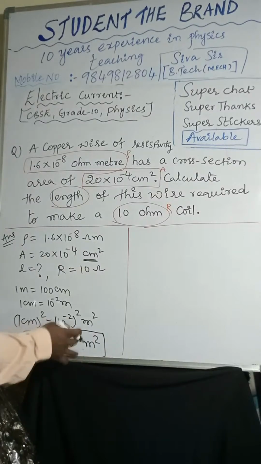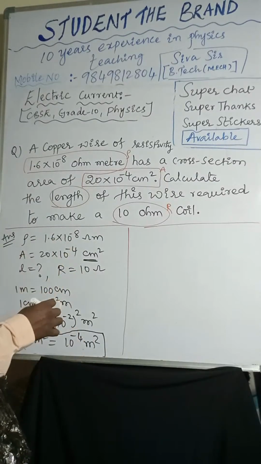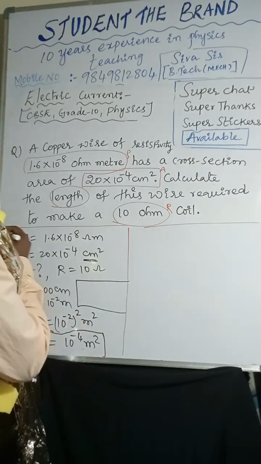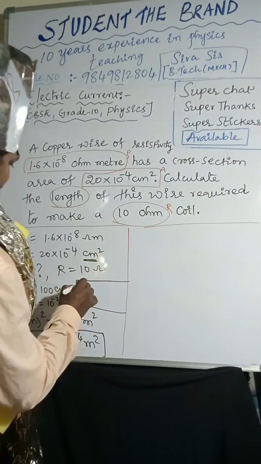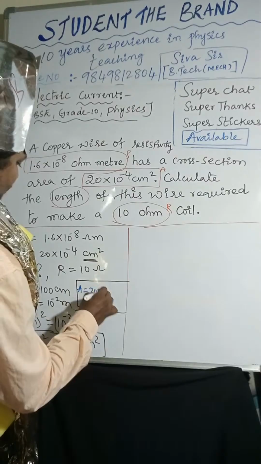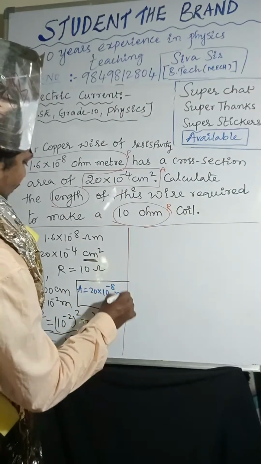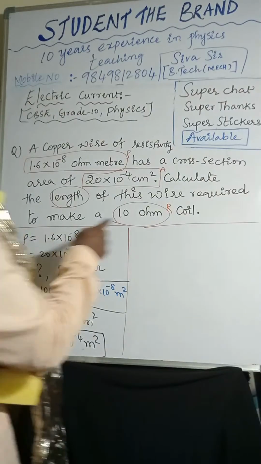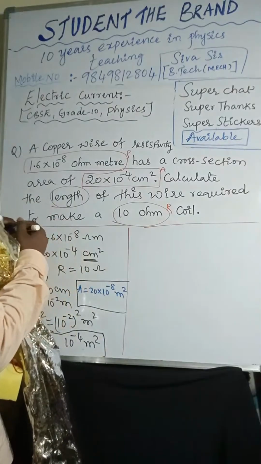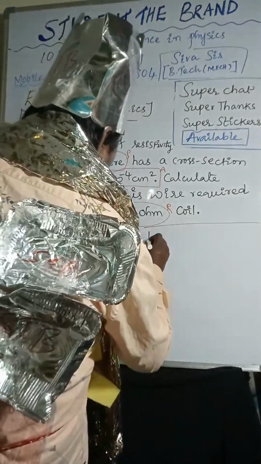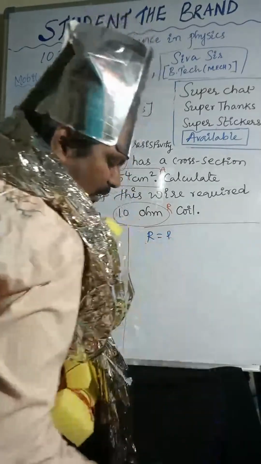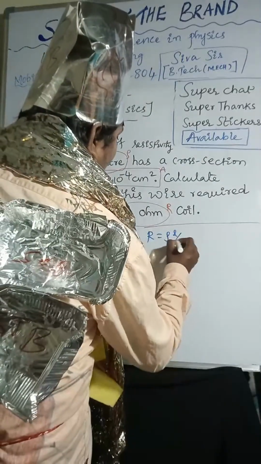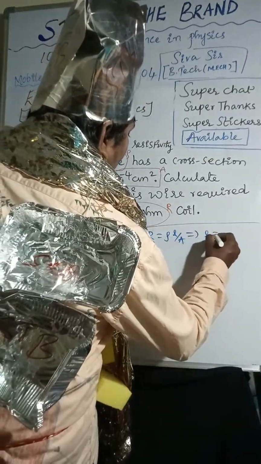Right. Now substitute the values here. Then we'll get the answer. A value is 20 into 10 power minus 8 meter square. So that is the A value. So now they are asking to find out L value. The formula is normally R equal to rho into L by A. So from this, L equal to RA by rho.